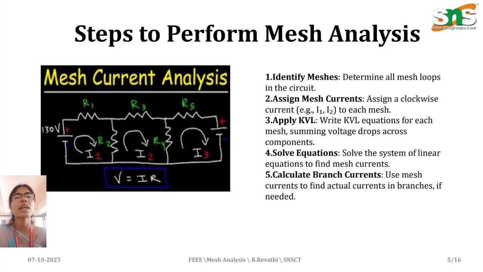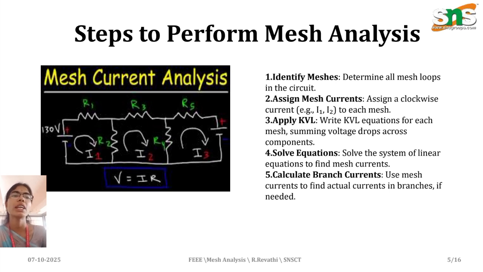R2 is shared by loop 1 and loop 2, so that is denoted as I1 minus I2. In loop 2 there are three resistances present. R3 is only in the loop 2, whereas R2 is shared with the I1 loop, and R4 shares the I3 loop and I2 loop. R5 is in the I3 loop, and R4 shares both the I3 and I2 loops. This is how we have to analyze the loops and organize the components.